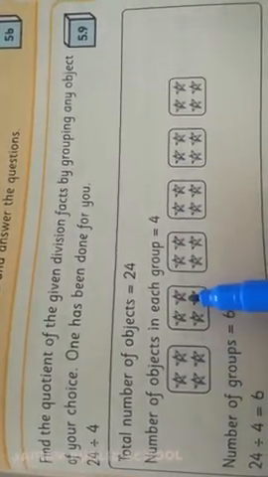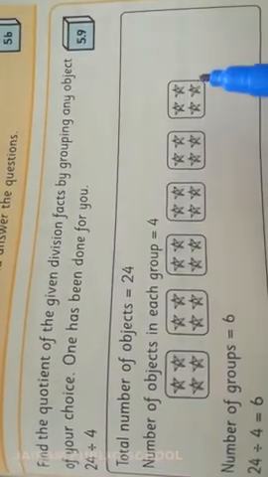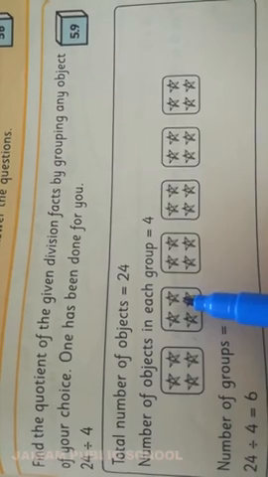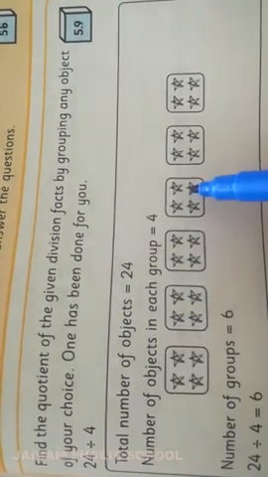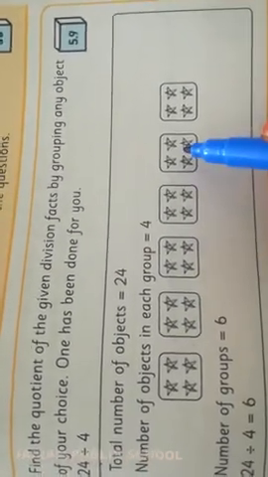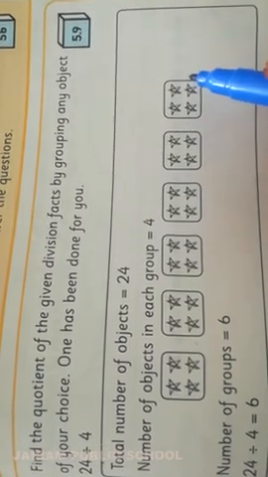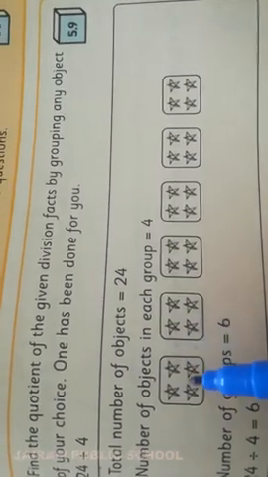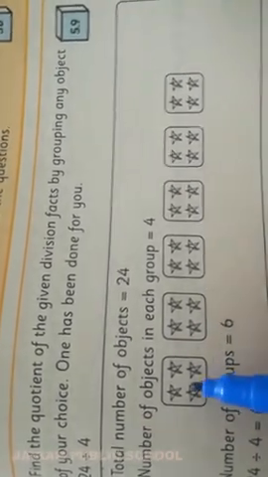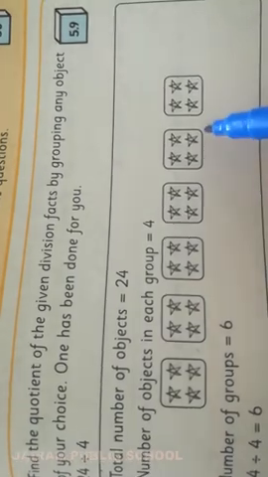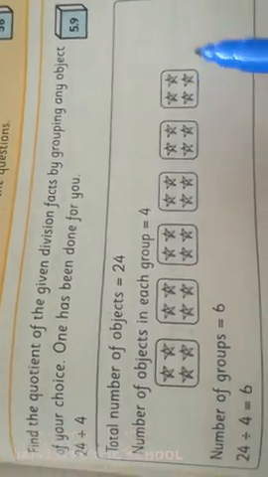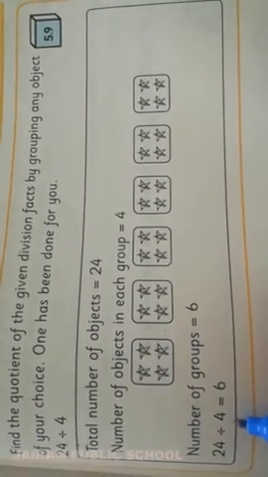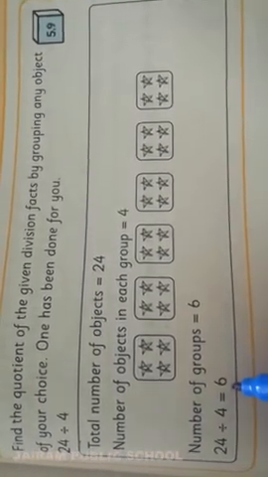4, 4, 4, 4, 4, 4. Each group consists of 4 objects. Now 4 plus 4 will be 8, 8 plus 4 will be 12, 12 plus 4 will be 16, 16 plus 4 will be 20, 20 plus 4 will be 24. Like that we will get the groups. Now we have to count the number of groups. 1, 2, 3, 4, 5, 6. There will be 6 groups. So, number of groups is equal to 6. 24 divided by 4 equal to 6. The answer will be 6.